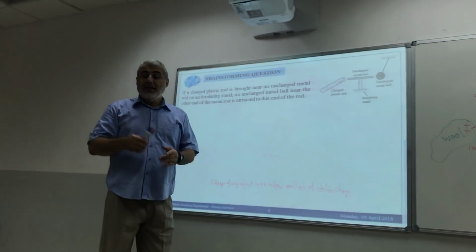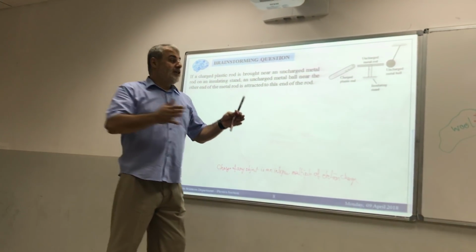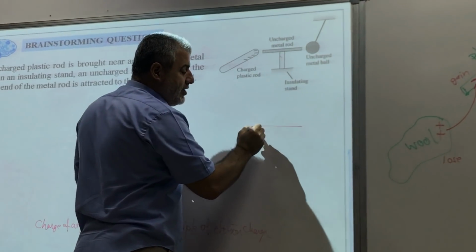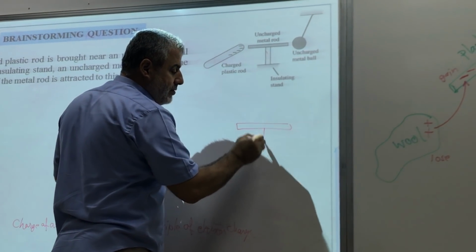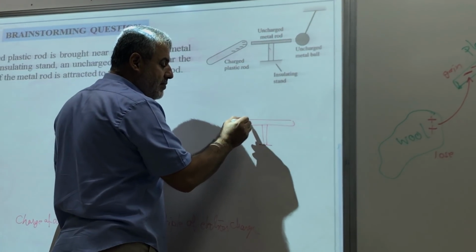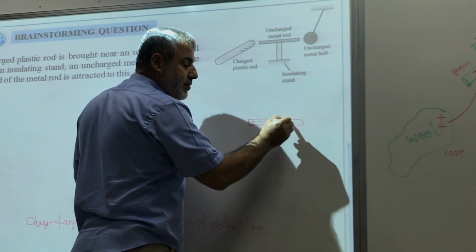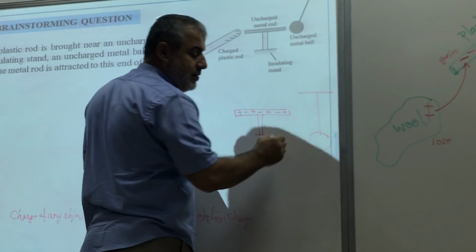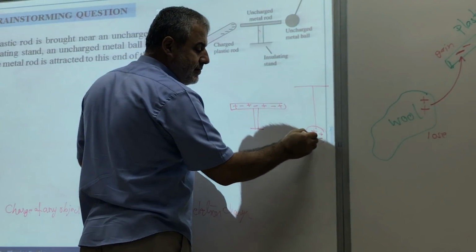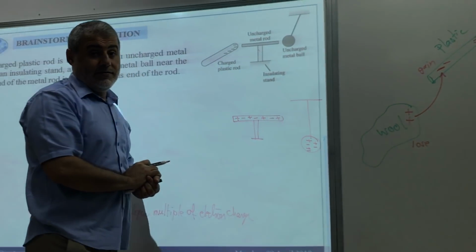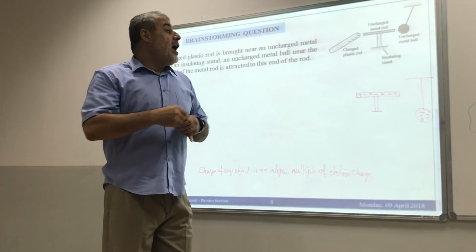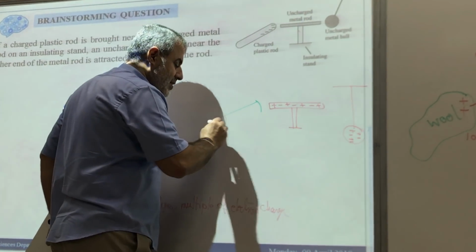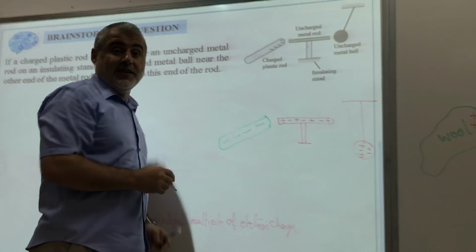That's correct. Let me draw the image before this one. We have an uncharged metal rod. You got the point? Uncharged, that means we have positive, negative, positive, negative. And we have this metal ball, also positive, negative. This is uncharged, this is uncharged. Now, I put this charged rod beside this one, closer to this one. This is negative.